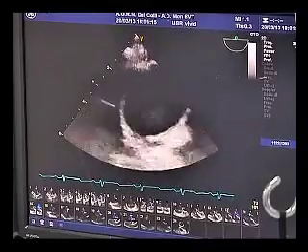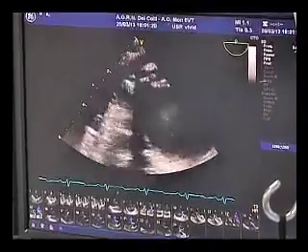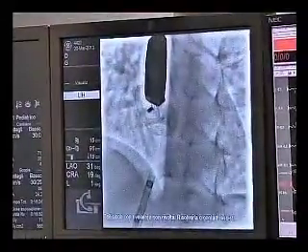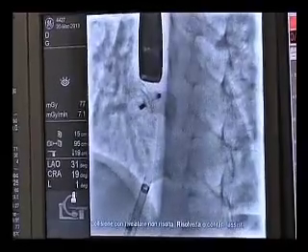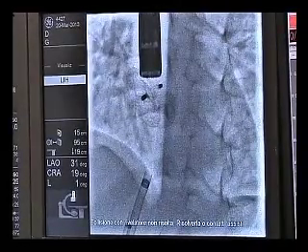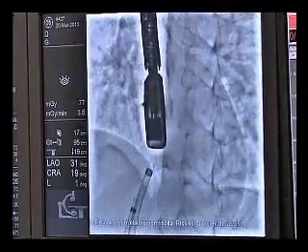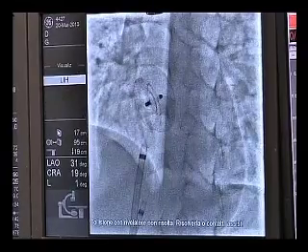This is in fluoro, please. This is in left anterior oblique, 30 degrees left and 20 degrees. Can you pull the probe up? Up, okay, not down, perfect.